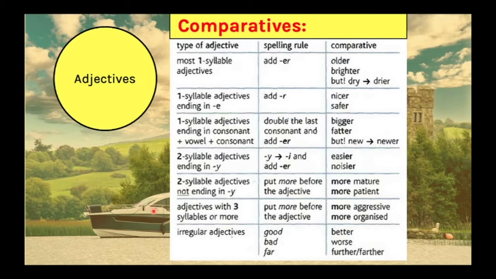Next rule, adjectives with three syllables or more, we also put more before the adjective. Aggressive, organized. Aggressive and organized have three syllables, so the comparative of aggressive is more aggressive, and the comparative of organized is more organized. And finally, we have the irregular adjectives. The comparative of good is better, the comparative of bad is worse, and the comparative of far is farther or further.